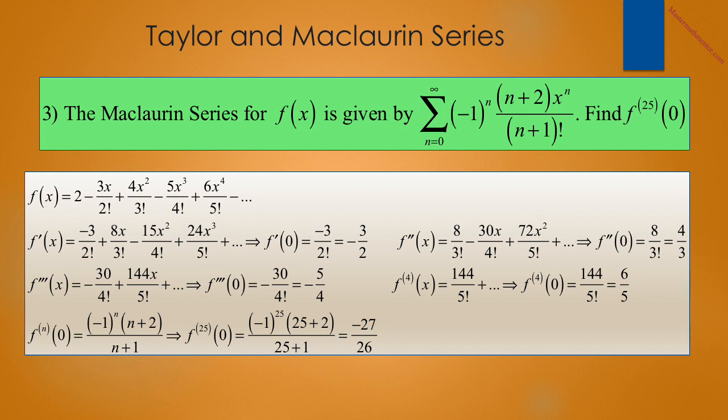So our derivatives appear to be alternating, with the even terms being positive. So the nth derivative at 0 will be -1 to the n. And since the number upstairs is 1 greater than the number downstairs, and for the third derivative we had a 5 upstairs and a 4 downstairs, for the fourth derivative a 6 upstairs and a 5 downstairs, we will have an n plus 2 over n plus 1. So the 25th derivative at 0 will be -1 to the 25th times 25 plus 2 over 25 plus 1, and our answer is -27 over 26.